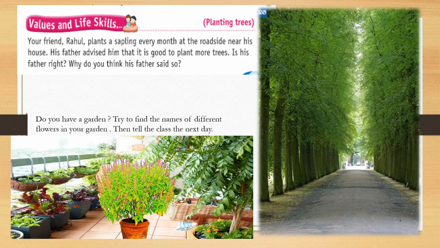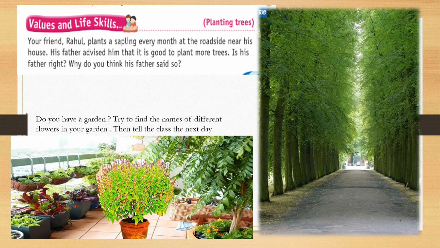Trees are natural air conditioners. Students, they absorb carbon dioxide from the air and produce oxygen. For breathing, or to stay alive, oxygen is very important for animals and human beings. Plants provide oxygen, food, fruits, shelter to birds, and medicines. That's why we have to plant trees at the roadside. Okay students, do you understand why we have to do plantation at the roadside?